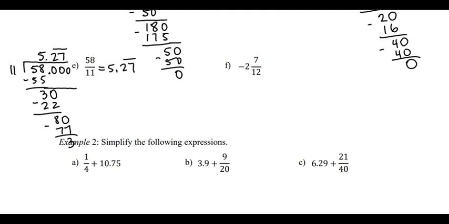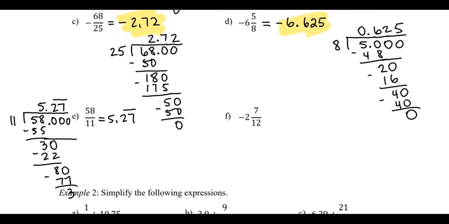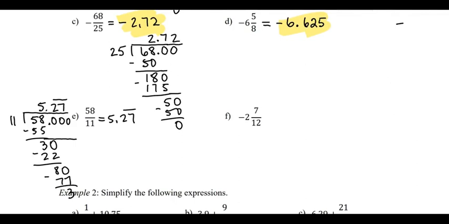All right, so the last one of this series. So I'm going to free myself some space here, so I have something to work with. All right, you have negative 2 and 7/12. Okay, so I am going to leave negative 2 alone, and then I'm going to figure out the decimal part. So I'm going to divide 7 by 12.